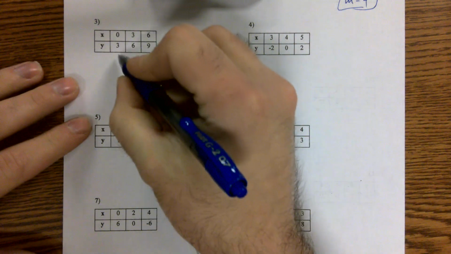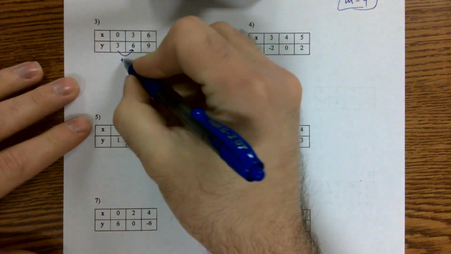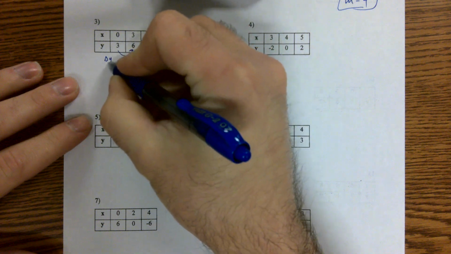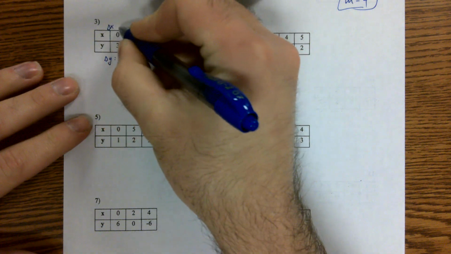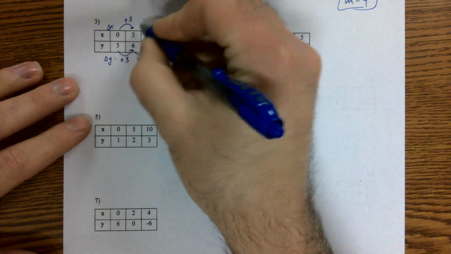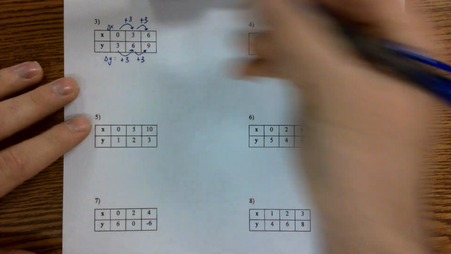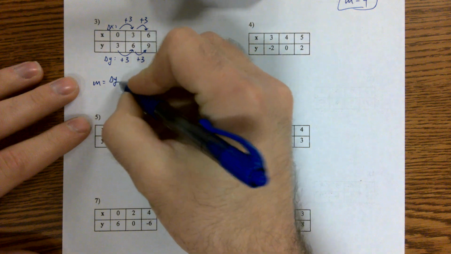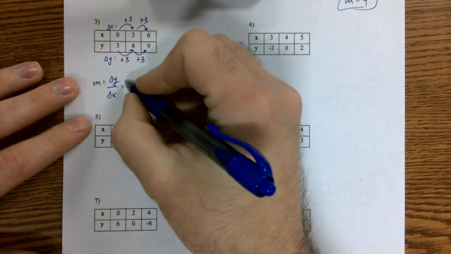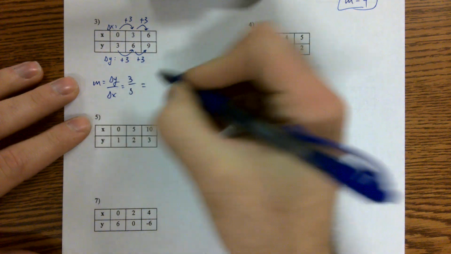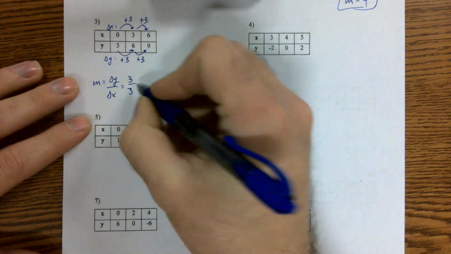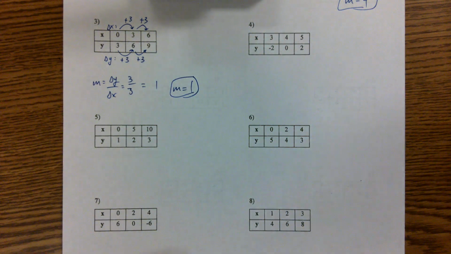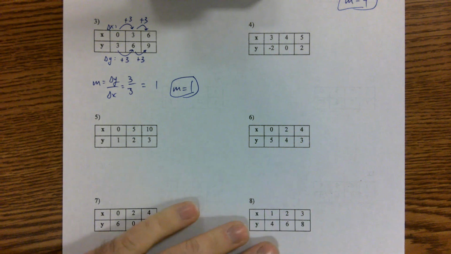Number 3, my change in y is plus 3, plus 3. My change in x is plus 3, plus 3 as well. So my m is the change in y over the change in x. It's going to be 3 over 3. As we know already, that's a whole fraction, and that's equal to 1. So my m is equal to 1.